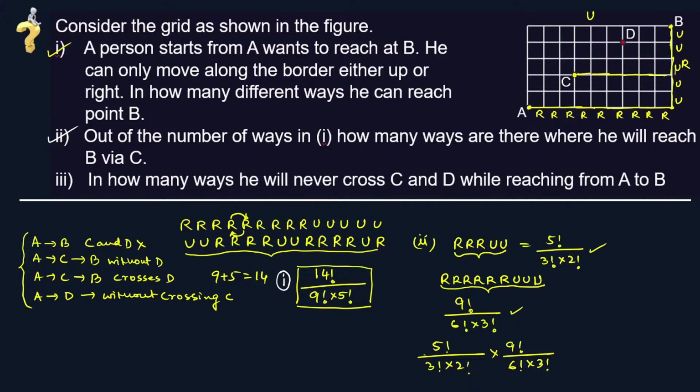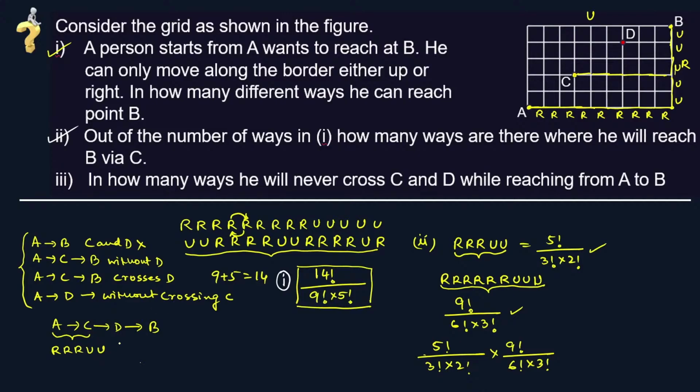Now the question is, he never crosses C and D. So let me do one thing. Let us find out in how many different ways the person can reach from A to C, then from C to D, and then from D to B. From A to C, there are how many different ways? 1, 2, 3 right and 2 up. 3 right and 2 up.